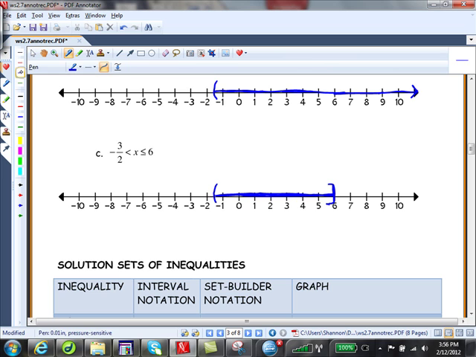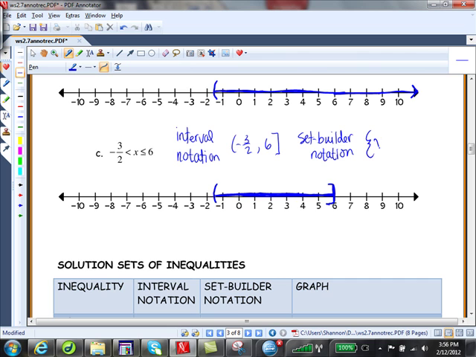And then interval notation for this one is just negative 3/2 with a parenthesis to 6 with a square bracket, and set builder notation is x such that x is between these two. x has to be greater than negative 3/2 and less than or equal to 6. Okay, good.